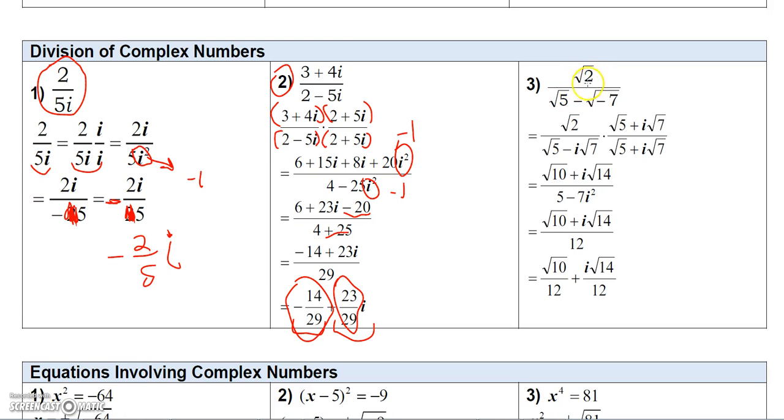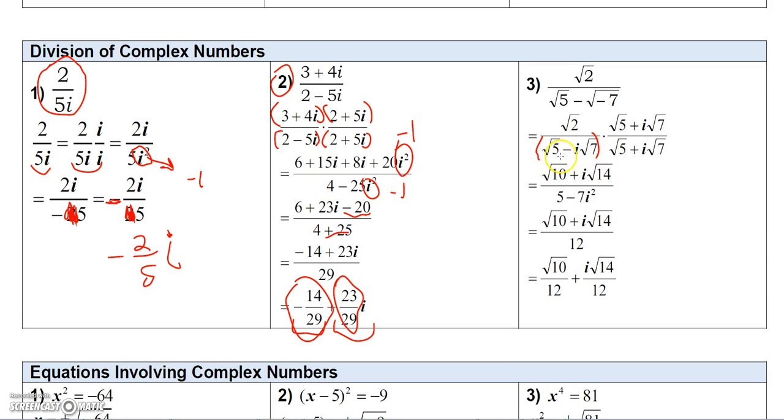So square root of 2 and square root of 5, I can't do anything with that. But square root of negative 7 I can write as i times the square root of 7. So now here I have a minus bi, because I have square root of 5 minus square root of 7 times i. So that's like a minus bi.